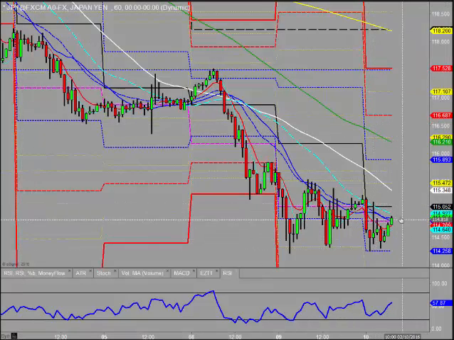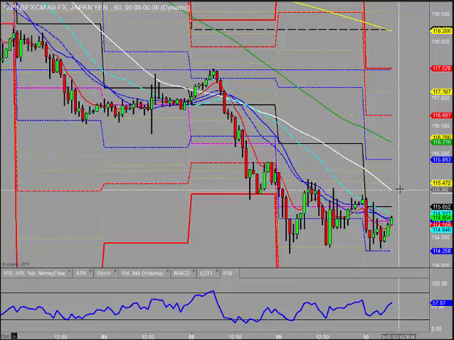It's pivot. A break of the upper side of the wedge, well, with the 50 MA may come into play, but thereafter the R1 would be a reasonable target.